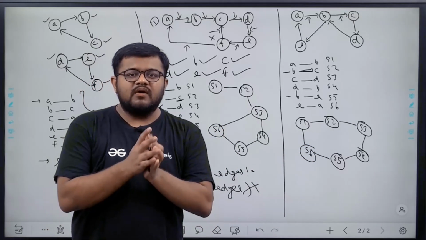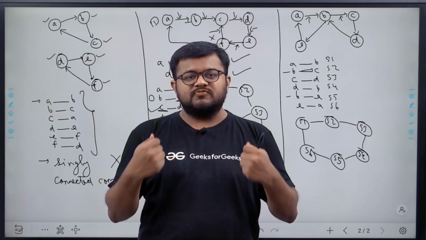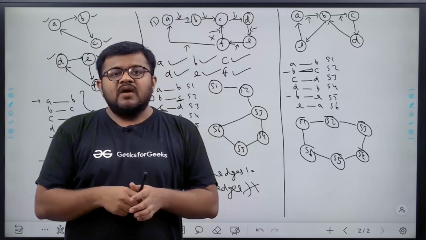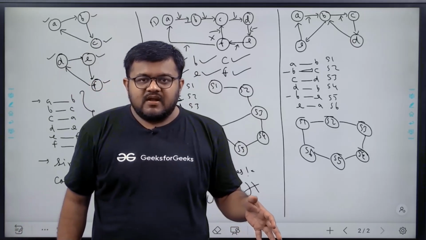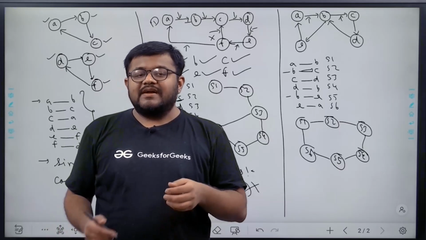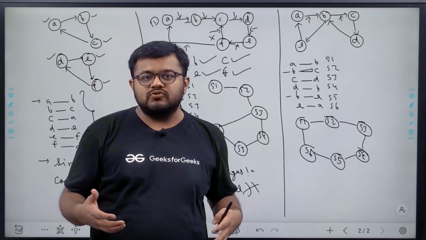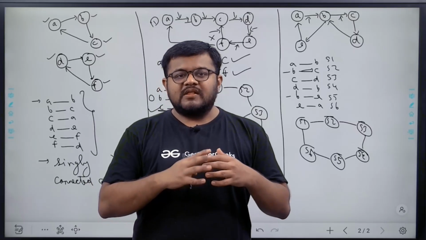So basically, first of all, we will check whether the number of incoming edges is equal to the number of outgoing edges for each and every node. Second, we want it to be a singly connected component. Now, in order to check if it is a singly connected component, that is, there exists a path between each and every pair of vertices, you might need to use Kosaraju's algorithm, but that is a tough one.